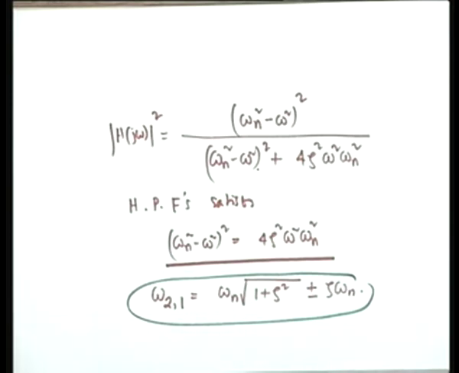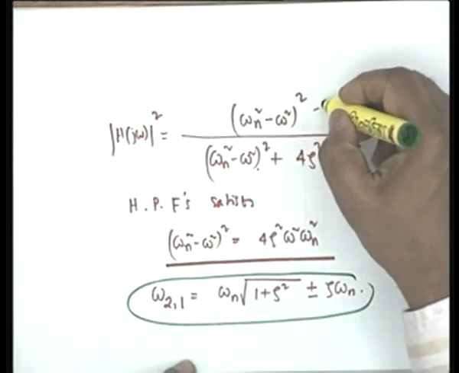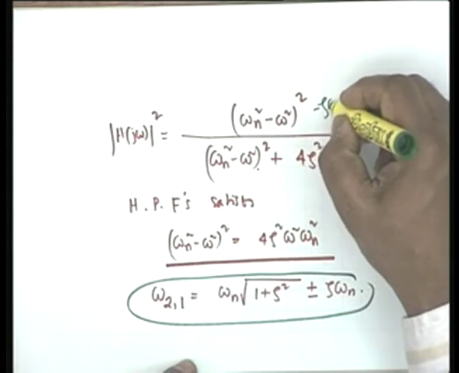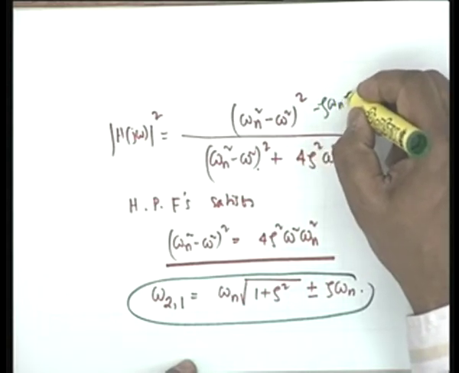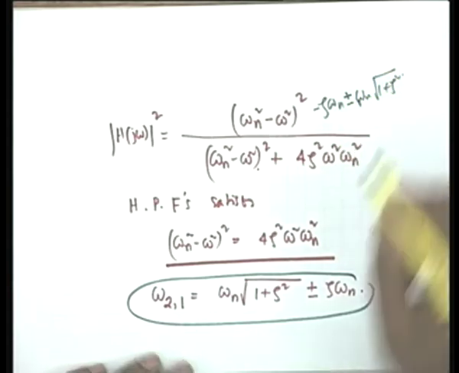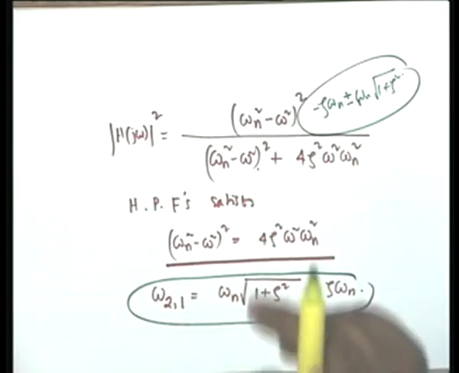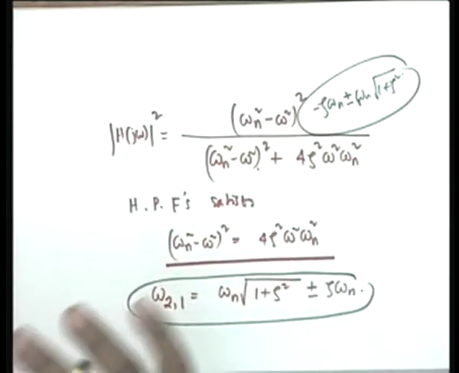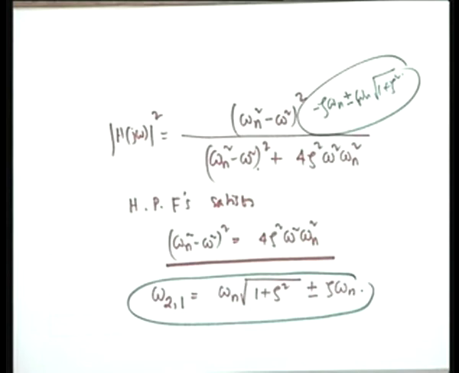Those of you who attempted but did not get it correctly made a mistake. Some of you wrote minus zeta omega n plus minus omega n square root of 1 plus zeta squared, in which one of the frequencies is positive, the other is negative. Isn't that right? The correct solution should be this, in which both of them are positive. You see, obviously this square root term is greater than zeta, so both of them are positive, and this is the correct solution.